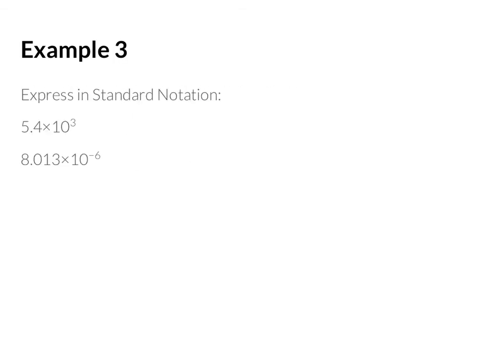When it comes to expressing in standard notation, we follow those same patterns. I start with 5 4/10, but that decimal has to move 3 places to the right since it's being multiplied by 10 3 times. So that's 1, 2, 3. And we fill in with zeros. That gives me 5,400 in standard notation.